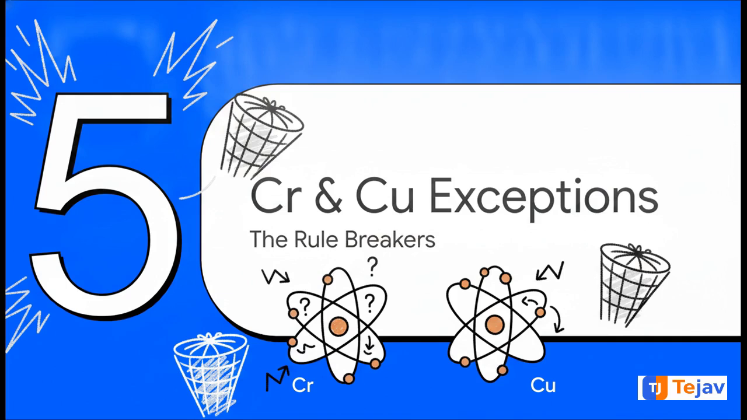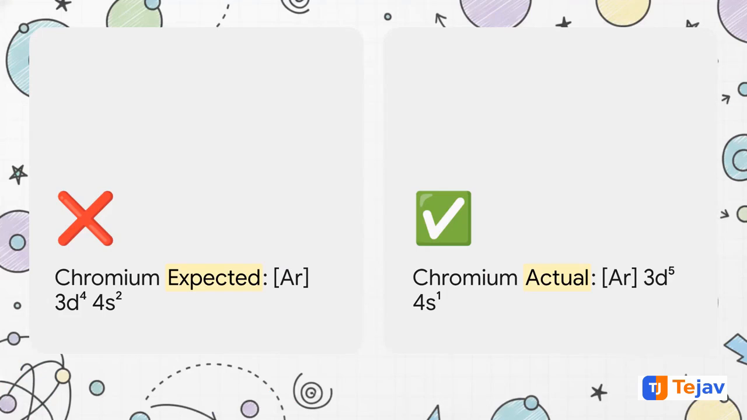Okay, pay very close attention to Section 5, because this is exactly where examiners love to set traps. Let's talk about the rule breakers, the chromium and copper exceptions. Chromium has an atomic number of 24. Now, if you're just blindly following the Aufbau principle, you'd probably end its configuration with 3d4 4s2. But nope, the actual configuration is argon 3d5 4s1. Why on earth does it do that? Because a perfectly half-filled d subshell, which is exactly 5 electrons, is incredibly stable. So the atom literally just borrows an electron from the 4s orbital to perfectly half-fill that 3d orbital.